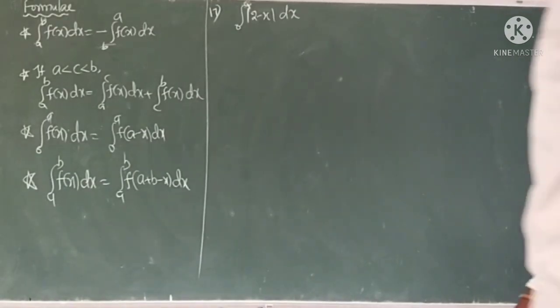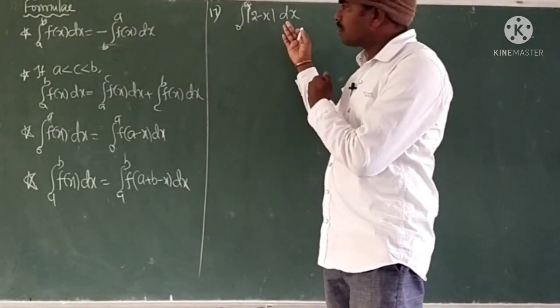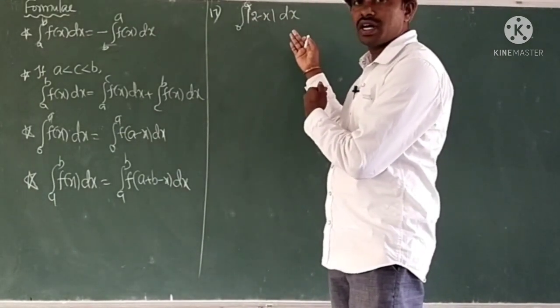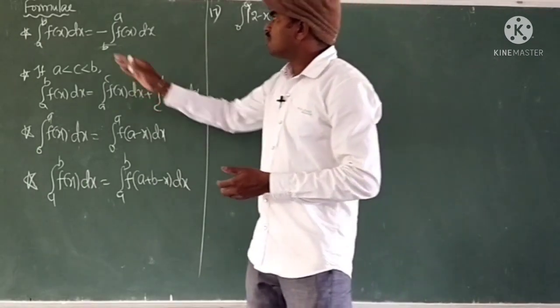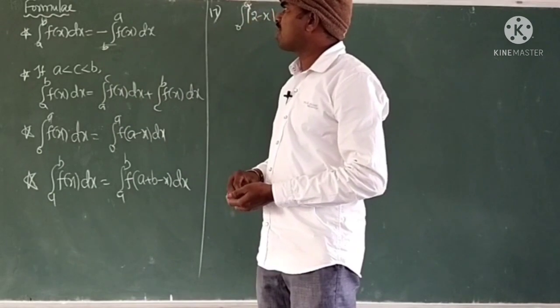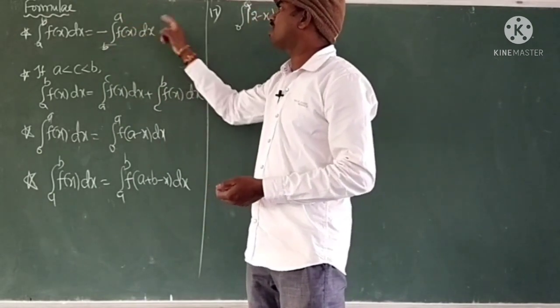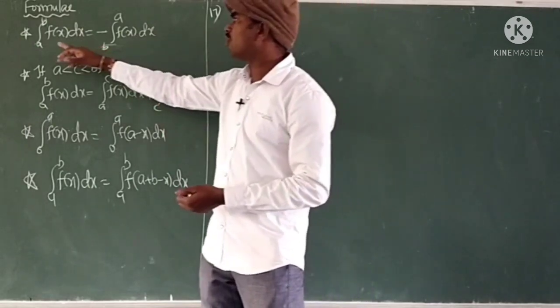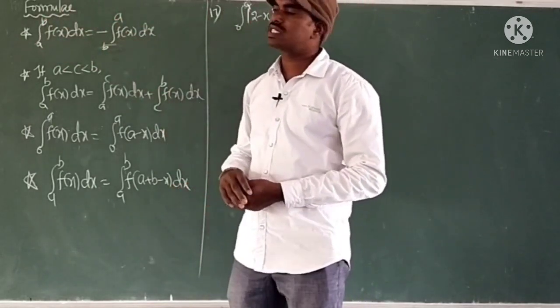Okay friends, this is a very important question. Before this, some formulas are there. First formula: integration a to b f of x dx is equal to minus integration b to a f of x dx. That means if the lower limit and upper limit are interchanged, we have to write minus.